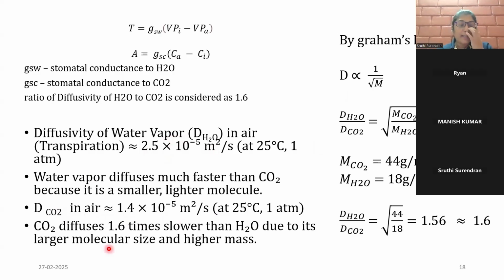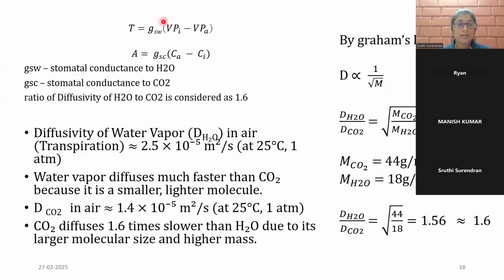Now, we say that through the same stomata, say suppose stomata is just one opening, through that opening, carbon dioxide will diffuse into the leaf 1.6 times slower than water exiting the system. This can be found out by Graham's law, which connects the diffusivity with the molar mass, as both of them being inversely proportional to the root of the molar mass.